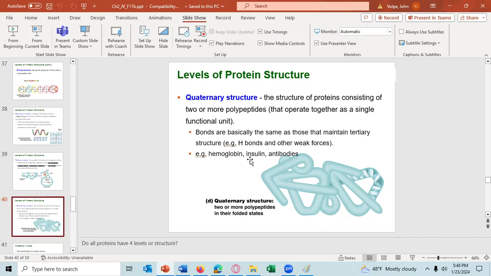You might know that hemoglobin, insulin, and antibodies have a quaternary structure because they're made up of 2 or more polypeptides. I know that hemoglobin and antibodies are made up of 4 polypeptides. Any question about any of that?